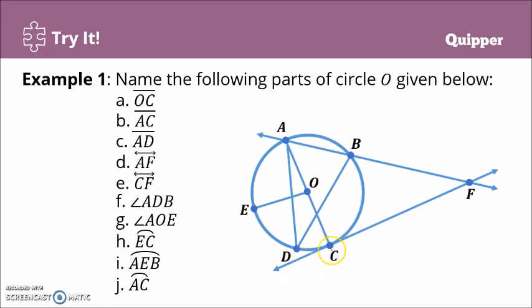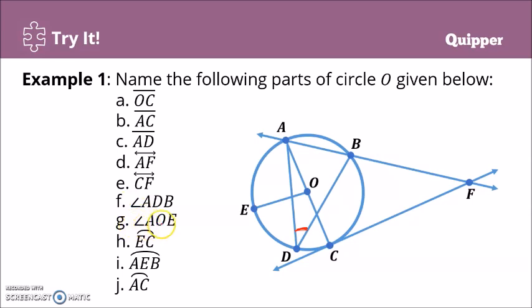Okay, tangent line. Letter F, angle ADB. This angle right here has its vertex at D. This is not supposed to be a straight line; it should be an arc, like this. So, this is the vertex D, and it is a point on the circle. So, this angle is called an inscribed angle.